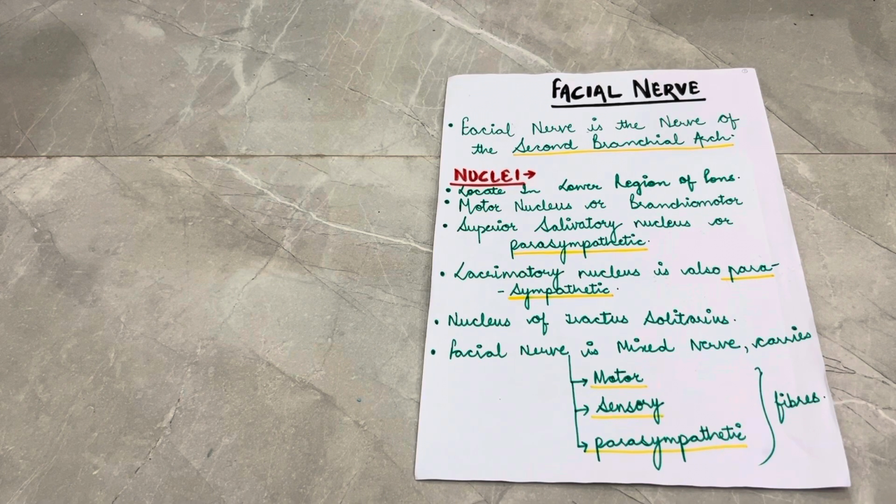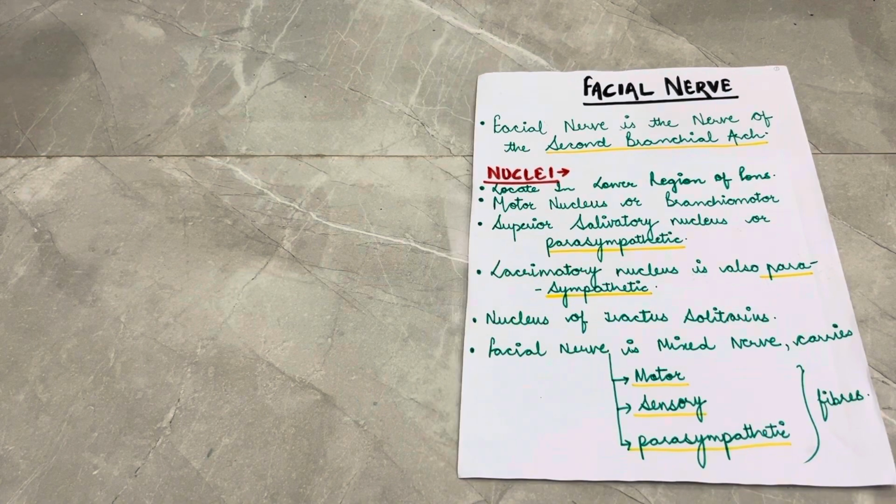Next is its nuclei. So the facial nerve carries 4 nuclei, and all the 4 nuclei are located in the lower region of the pons, as you can see over here. Start with the motor nucleus or branchiomotor, and then the superior salivatory nucleus or parasympathetic, which means it carries parasympathetic fibers. Next is the lacrimatory nucleus, which is also parasympathetic in nature, and the nucleus of tractus solitarius. And the facial nerve is a mixed nerve because it carries motor, sensory and parasympathetic fibers.